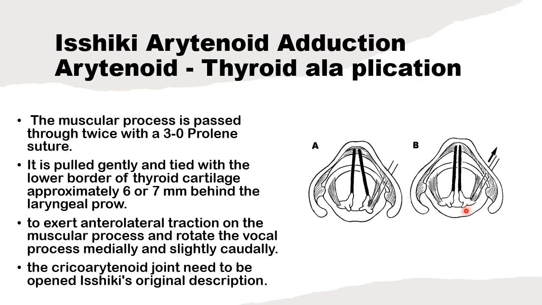He also advised disarticulation of the cricoarytenoid joint to ease in this forward pull of the muscular process, or alternatively cutting out of the fibers of the posterior cricoarytenoid. This will be the opposing fibers to the direction of the pull. These steps are no longer part of the operation. The disarticulation of the cricoarytenoid joint or the cutting of the posterior cricoarytenoid are no longer being used.